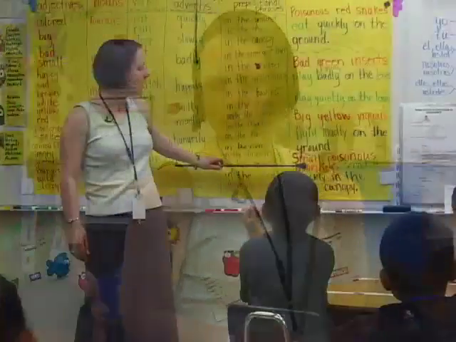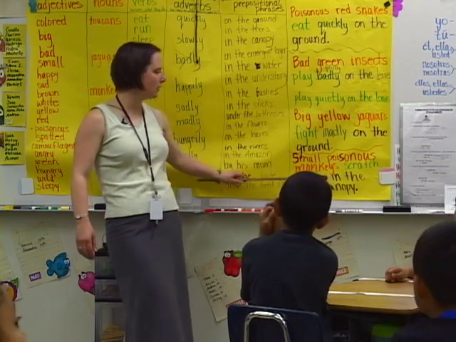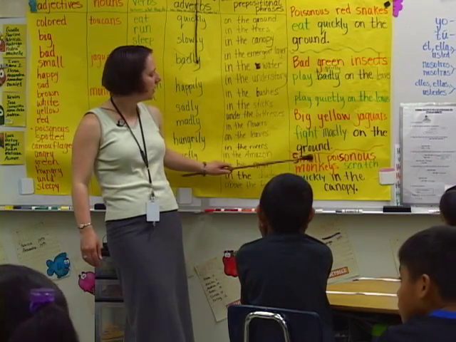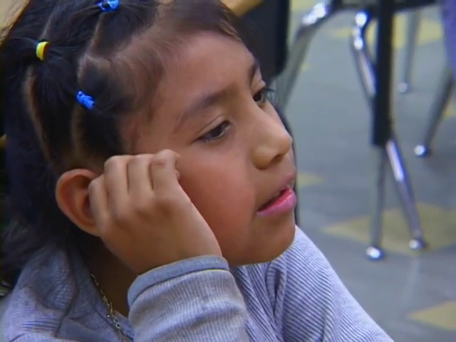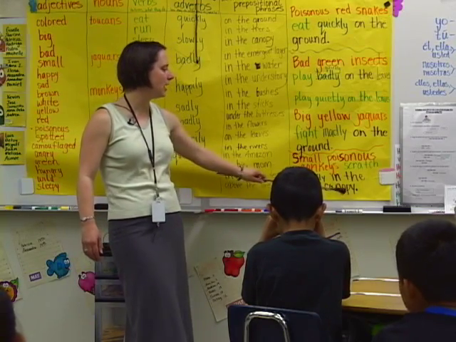Okay. All right. So, you ready to sing this one? Small poisonous monkey scratch quickly in the canopy, quickly in the canopy, quickly in the canopy. Small poisonous monkey scratch quickly in the canopy, quickly in the canopy.